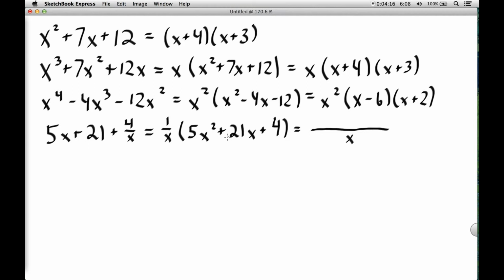And now we just have to factor this. We're going to use the x here, since we have a coefficient other than 1 in front of the highest term here, x squared. Factors of 5 are 1 and 5. Factors of 4 are 1 and 4. We need to put the 4 here and the 1 there in order to multiply across and get 20 plus 1 equals 21, which is what we have here. So this is going to be x plus 4 times 5x plus 1.